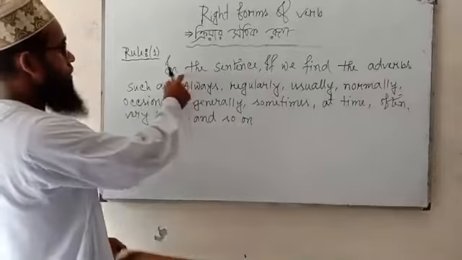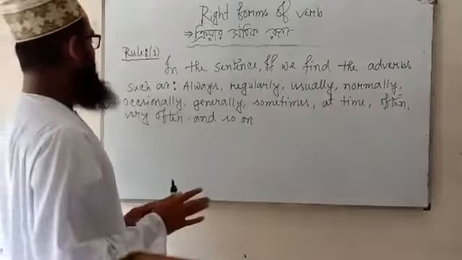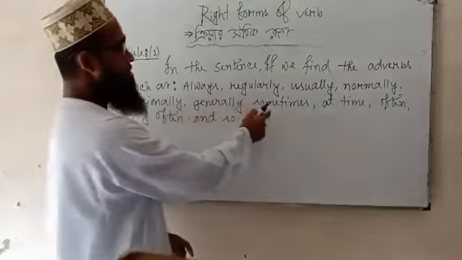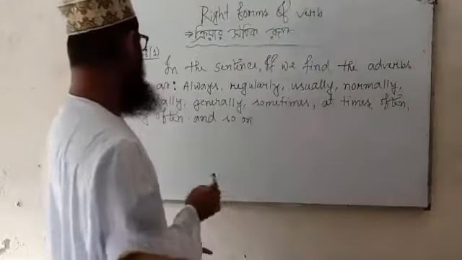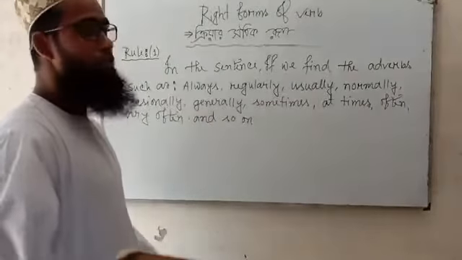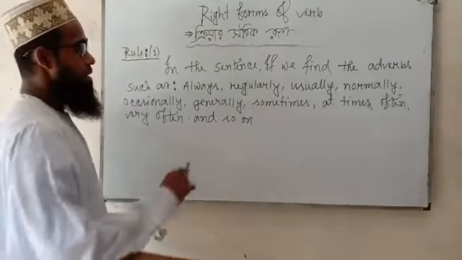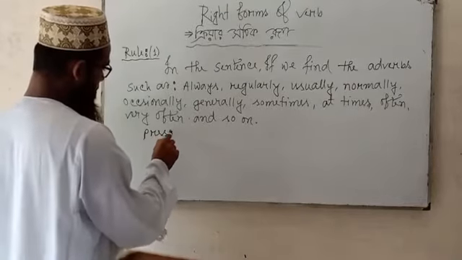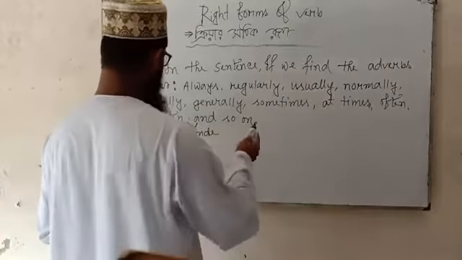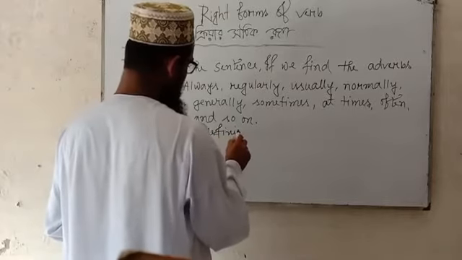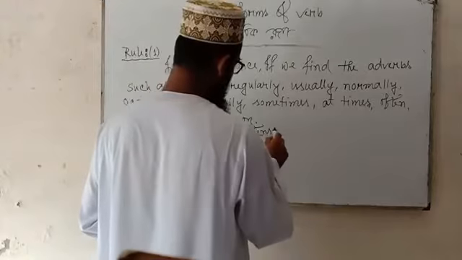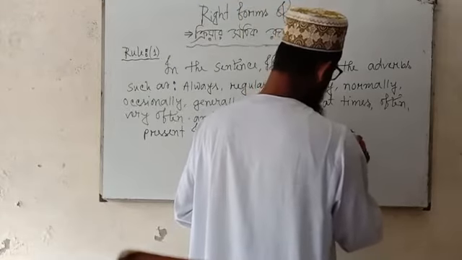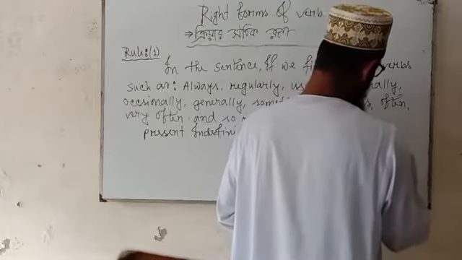Dear students, notice here, if we find in the sentence some specific adverbs, that is always, regularly, usually, normally, occasionally, generally, sometimes, at times, often, very often, and so on, then our main verb will be in present indefinite tense. You can take the structure of present indefinite tense: subject plus verb 1, that means verb in this form, plus object.